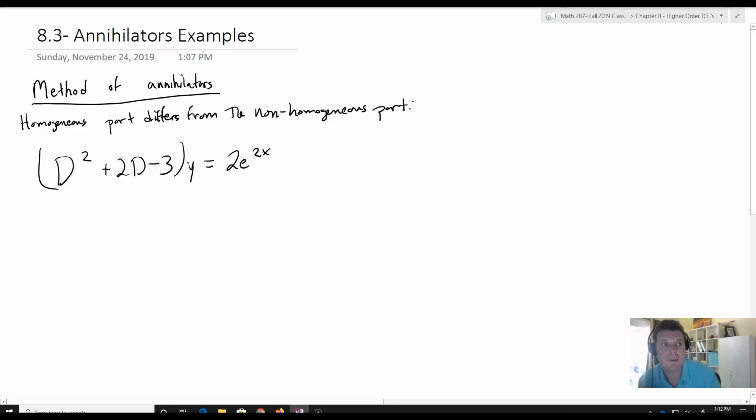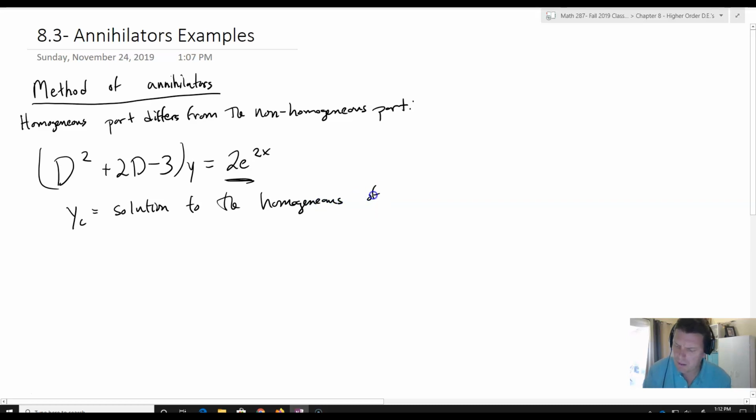So unlike in previous times where we had this equal to 0, it's now non-zero. And so we have some slightly different ways of dealing with this. What we want to get is that we're going to separate out our solution into two different parts. We're going to have the complementary part, yc, which is the solution to the homogeneous part of the DE. And then we'll have yp, which is a particular solution to the non-homogeneous differential equation, the DE in general, okay?